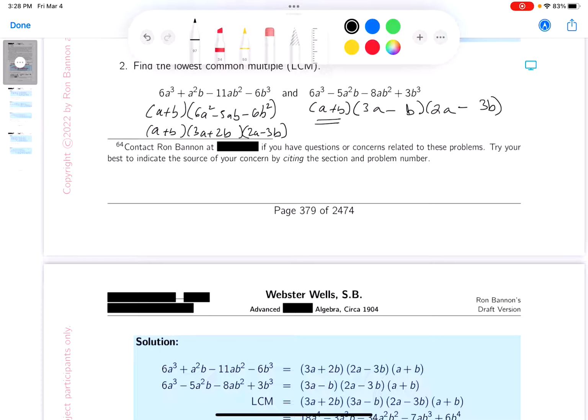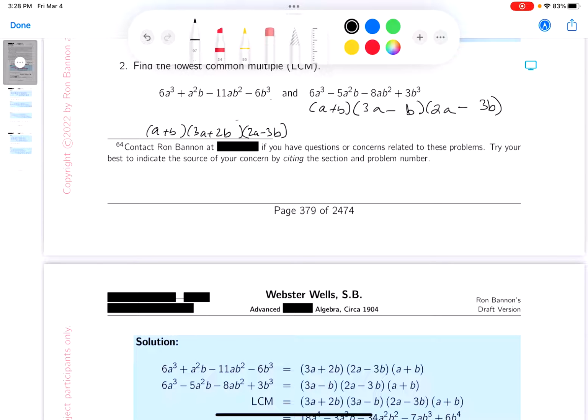3a times 2a is 6a squared. I definitely get the minus 6b squared in the end. Do I get the middle, though? That's minus 9 plus 4. Yeah, it works beautifully. So I got both factorizations. Let me erase this. These are completely factored now. Yep, this was a tough one.